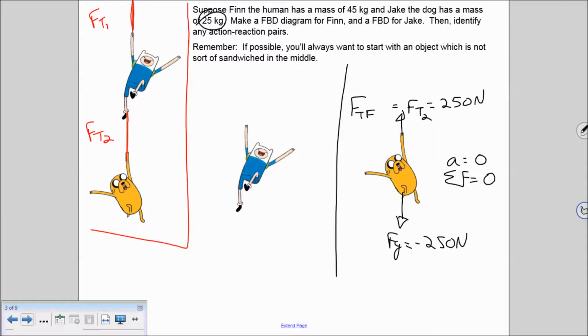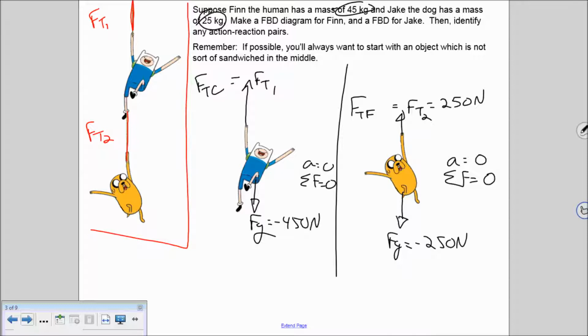Meanwhile, over here we've got Finn. Similarly, his acceleration is 0 and his net force is 0. So we start the same way we always do, by putting in our force of gravity. He's got a mass of 45 kilograms, so the force of gravity is negative 450 newtons. Now up here we've got the force of tension 1. That tension is coming from the ceiling, so I'm going to call that the force of tension from the ceiling, C for ceiling. I got a little ahead of myself here. That's what we need to find. We don't know how much tension force that is.